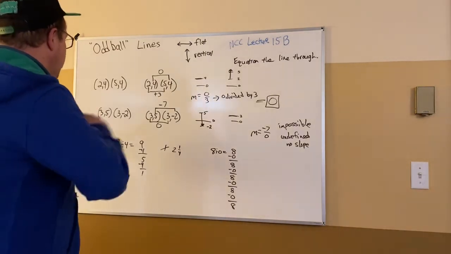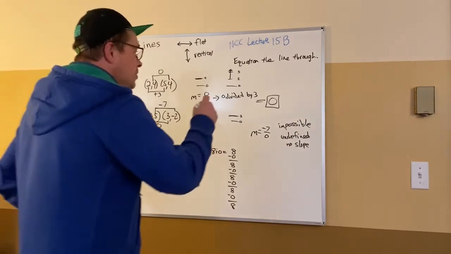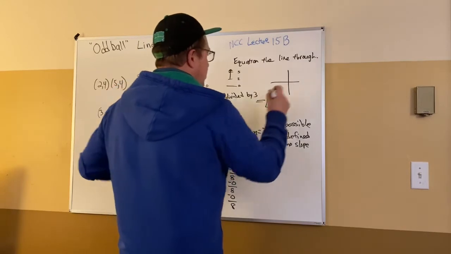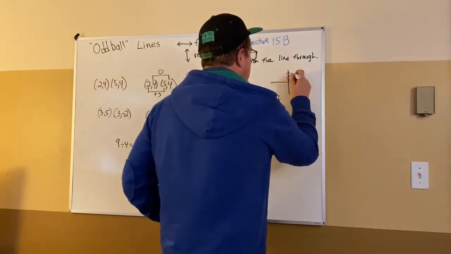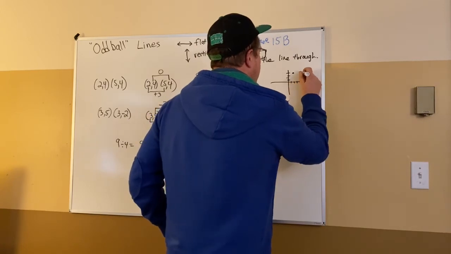Now what we have here is 2, 4, and 2, and 5, 4. We want to graph those guys. So I'm going to put them over here on a small graph. 2, 4, and 5, 4. 1, 2, 1, 2, 3, 4. And 5, 4. 1, 2, 3, 4, 5. And here's my line.